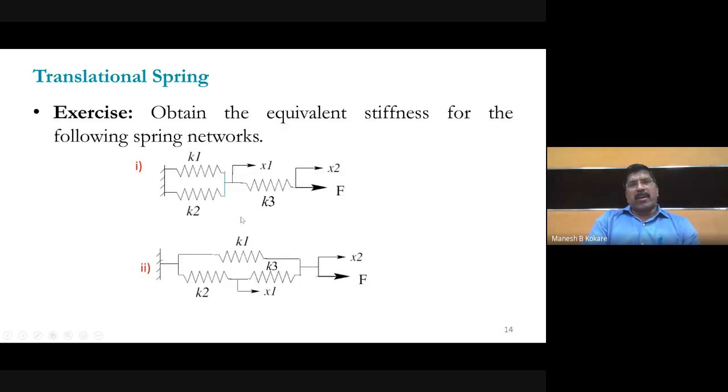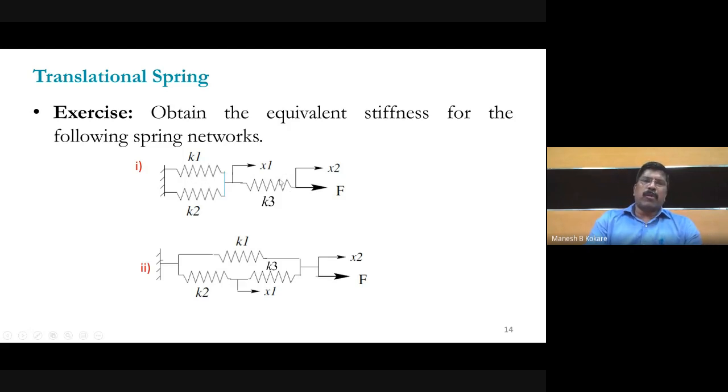Now, sometimes it may happen that we have two springs connected in parallel, and then this parallel combination is connected in series. So it will have one displacement X1, and this will have X2. If somebody asks you to find the overall K equivalent for this one, how are you going to find it? The K equivalent for this parallel combination will be K1 plus K2, and then 1 upon K equivalent is equal to 1 upon K1 plus K2 plus 1 upon K3. If you solve that, you'll get the overall K equivalent.